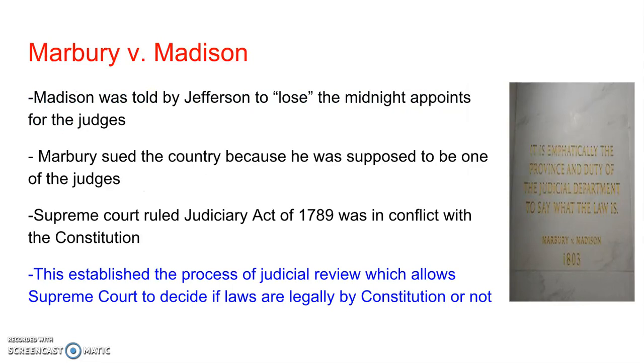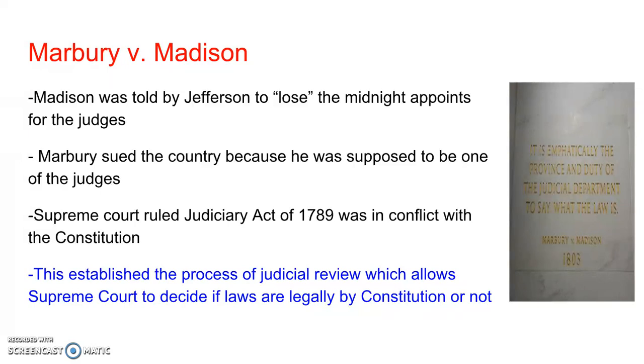So, we talked about with Adams the midnight judges, with him putting all of these Federalist judges in positions on his last night in office to screw over Jefferson. Well, when Jefferson becomes president, he's having to put these papers in effect so these people actually get their jobs. Well, he tells Madison, his Secretary of State, to lose these papers. Alright, Marbury, he's one of the judges that was appointed. He is upset, he is angry about this, so he sues the U.S. for his position. He sues them because he's supposed to have gotten this judge position, and they're refusing to give it to him. Well, it goes to the Supreme Court in what's known as Marbury versus Madison.